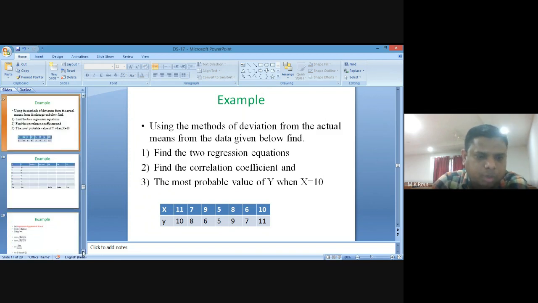I will call one by one. In case of the x variable, we have 11, 7, 9, 5, 8, 6, 10. And in case of y, we have 10, 8, 6, 5, 9, 7, and 11. Calculate this value.